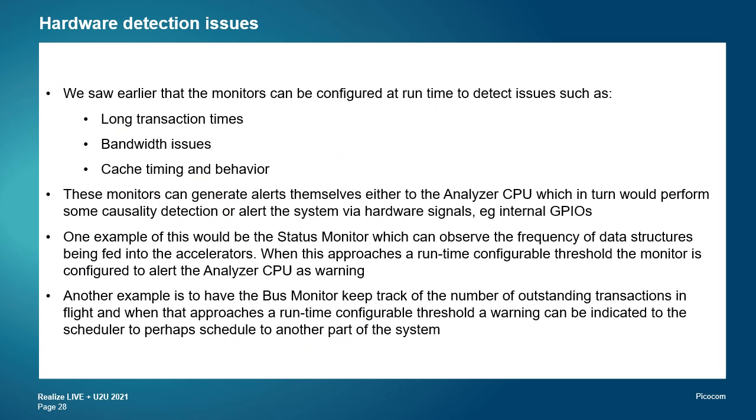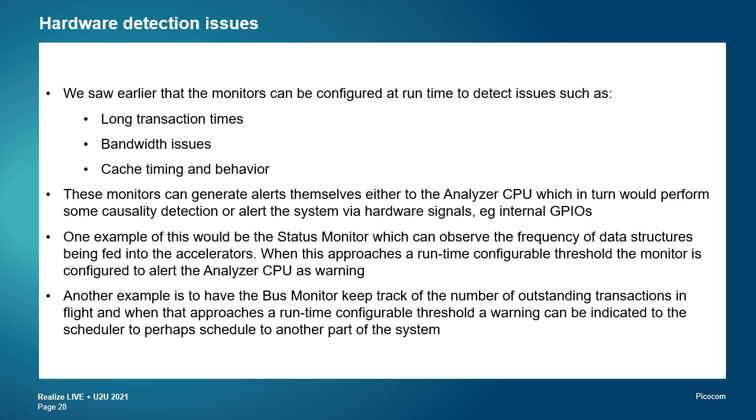We can augment the information that the static instrumentation modules give us with some of the information that I showed you in some of the earlier examples. And in this case, the modules themselves can generate alerts for themselves. These alerts can go both to the system CPUs, but more importantly, to the analyzer CPU, which can then perform some sort of causality detection and then alert the system saying this is going to fail and for these reasons.